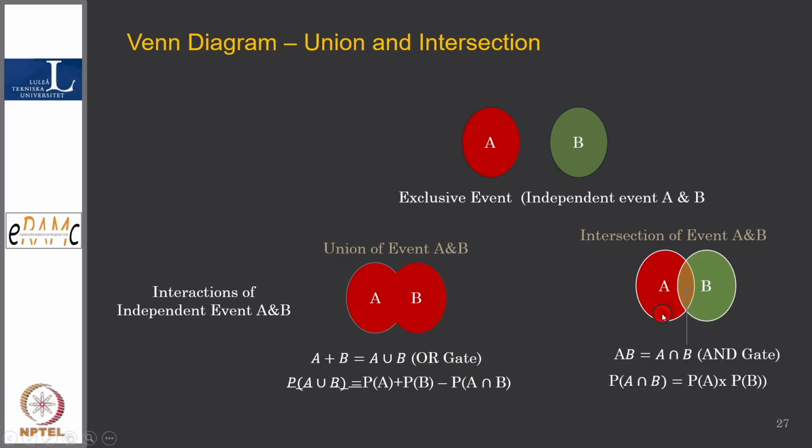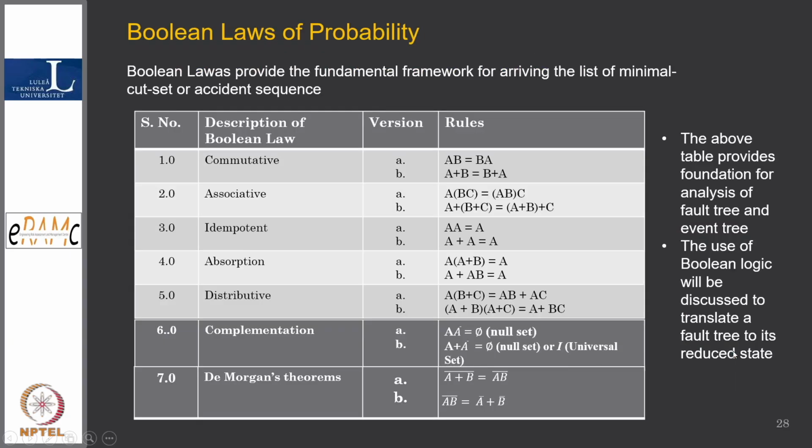Okay. Now we have the intersection of events A and B. It can be written as A intersection B, that is an AND gate. A intersection B can be represented as the probability of A multiplied by the probability of B. This intersection area is written as the AB overlapping area. It can be shown here in the AND gate. So this area will be relevant.